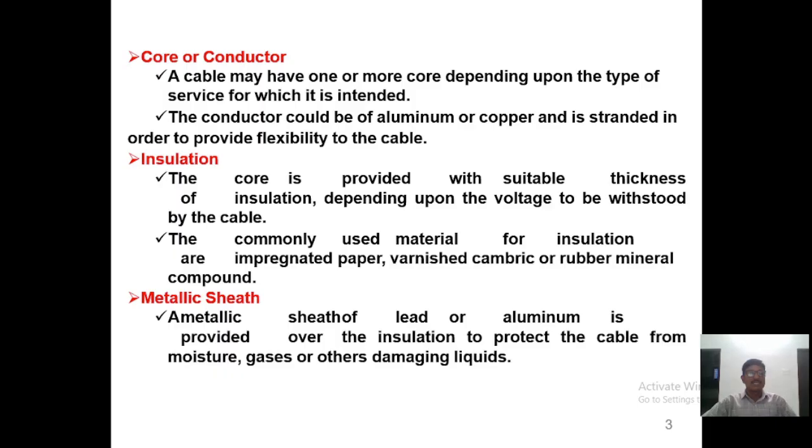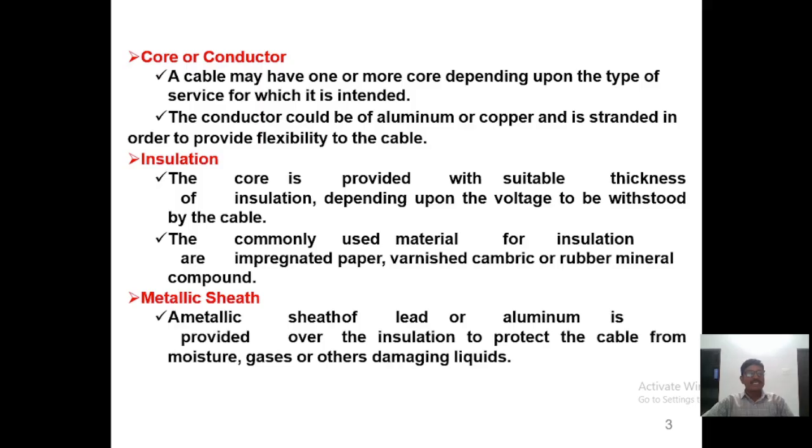About the insulation, the core is provided with a suitable thickness of insulation depending upon the voltage to be withstood by the cable. The commonly used materials for insulation are impregnated paper, varnished cambric or rubber mineral compound.